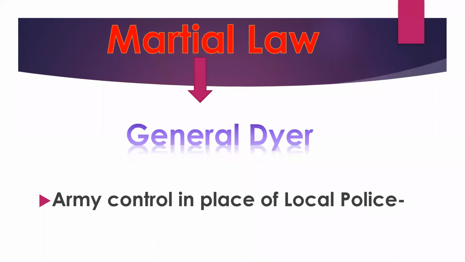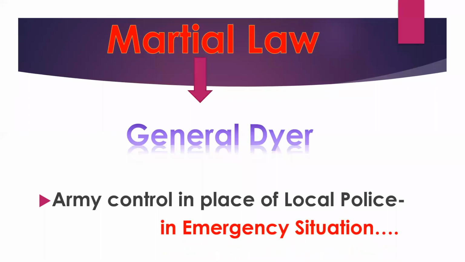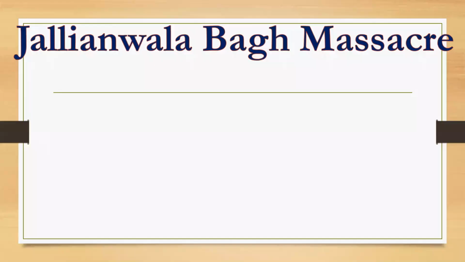But according to the martial law, now this control is shifted to the army, and that's why an emergency situation was created. This was considered the emergency situation. So under the leadership of General Dyer, martial law was imposed in 1919 in Amritsar. Right, students? Due to this, the Jallianwala Bagh massacre happened. So let's think about what was the Jallianwala Bagh massacre.